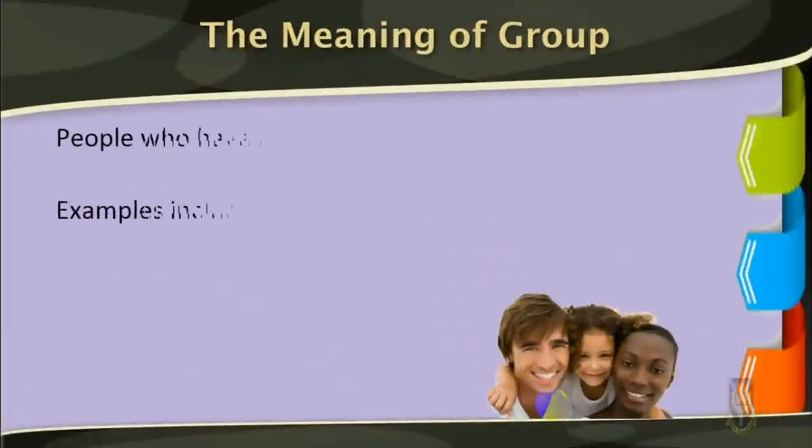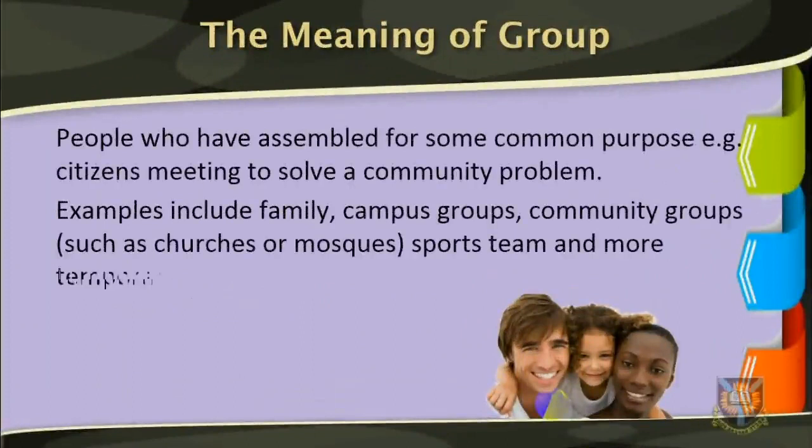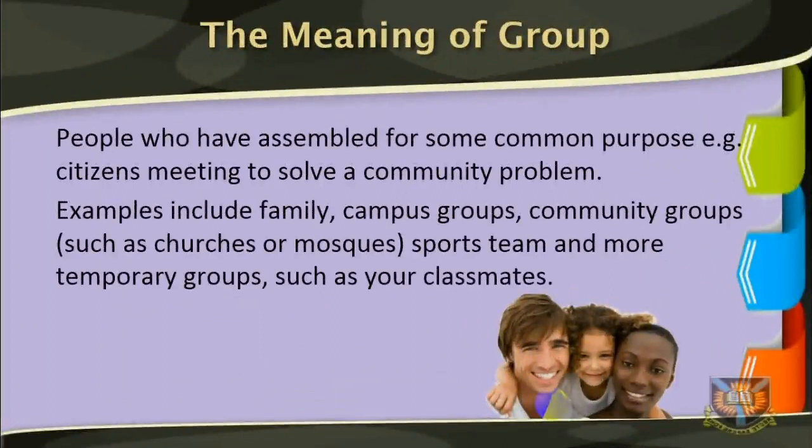Groups are people who have assembled for some common purpose, e.g., citizens meeting to solve a community problem, family, campus groups, community groups, e.g., churches or mosques, sport team, and more temporary groups, such as your classmates. All these count as group because you interact with other members and you are interdependent. That is, you influence them and they influence you.